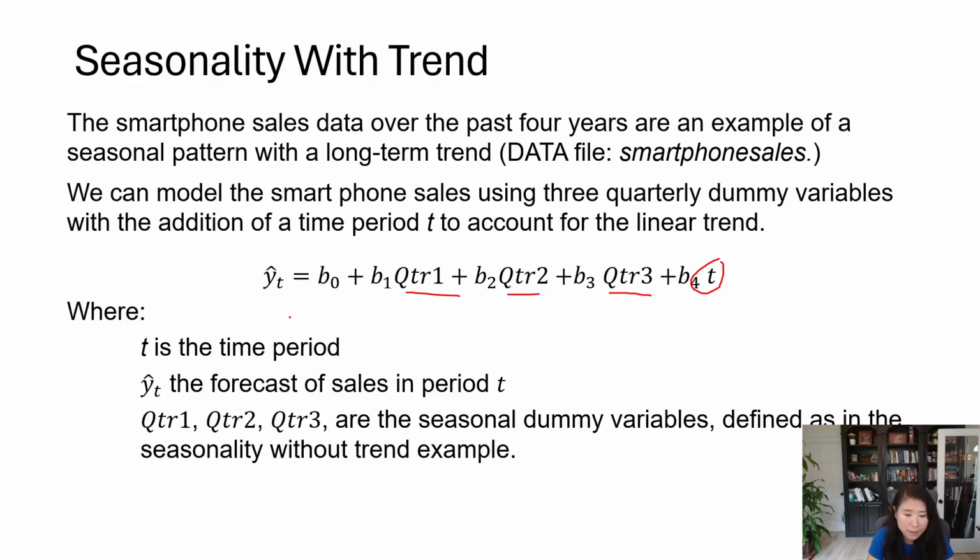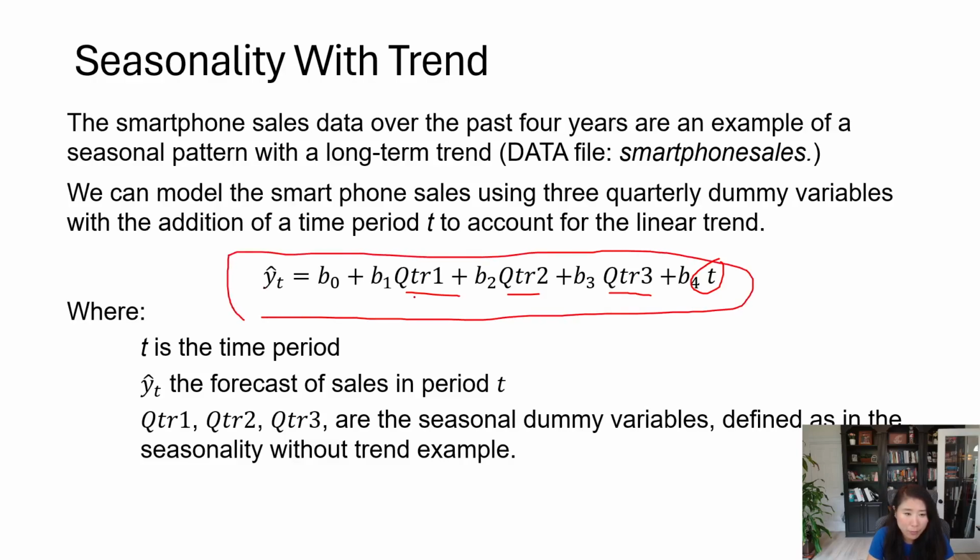By doing this, this is the equation we will use to capture both the quarterly seasonality and the trend. After we run the regression and estimate the values for B0, B1, B2, B3, and B4, this equation will be complete. Then we can use this equation to forecast the sales for Q1 in a certain year, Q2 in a certain year, Q3 in a certain year.